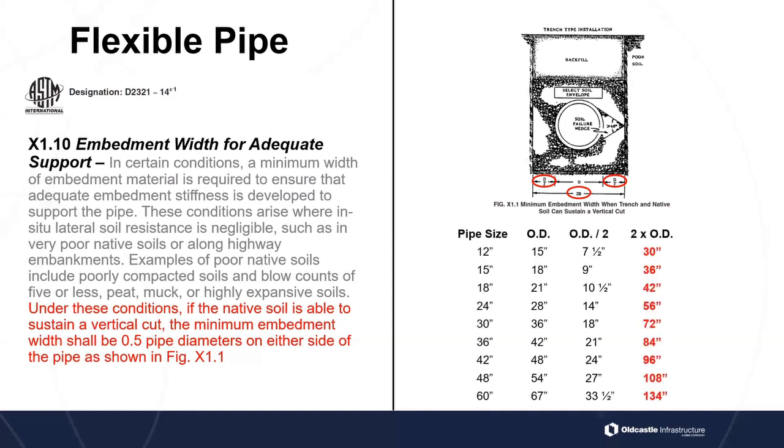So as we bring up a table here, if we look at it for a 12-inch pipe, we need it to be 30 inches wide. For a 24-inch pipe, it's going to need to be 56 inches wide. If you start getting up into the larger pipe diameters, like a 48-inch pipe, your pipe trench is going to need to be 108 inches wide. So pretty wide trenches there if you've got poor material.